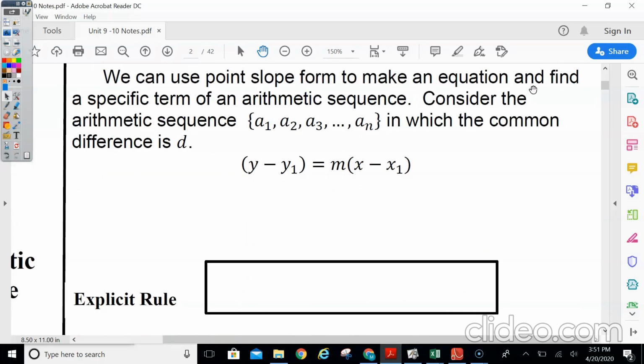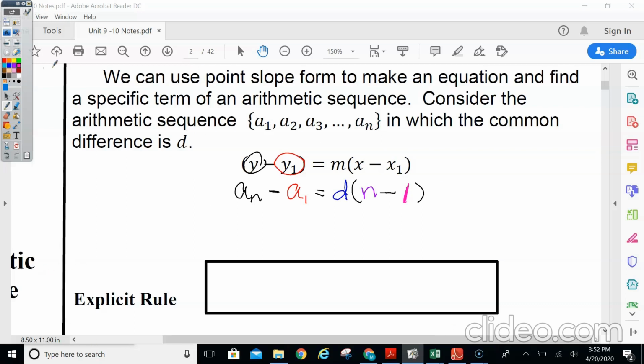We can use point-slope form to make an equation and find a specific term in the arithmetic sequence. So if I have the sequence, the y is your a sub n, your nth position, the one I'm looking for, minus your y1, your starting value. So this is like your a1, equals the slope, which is the common difference, times your x term, the position it is within the sequence. So x, and then minus x1, the one before that, which is just 1. So here we're going to do x minus 1. So x is the number it is in the sequence. X sub 1 is the first number, the first term.